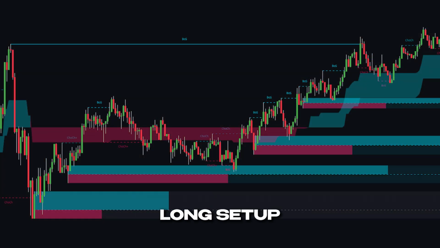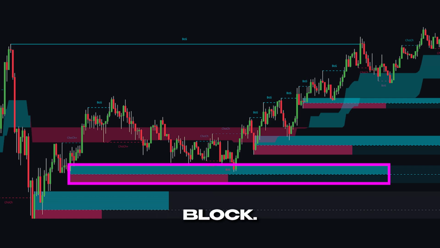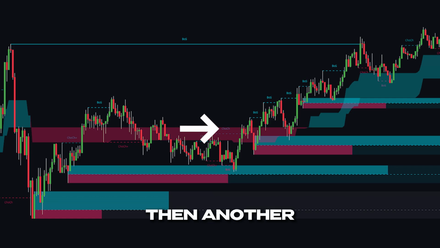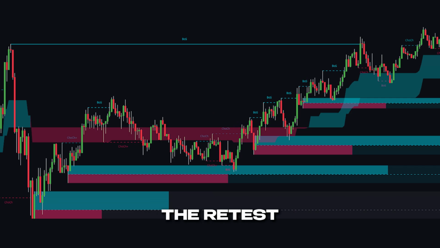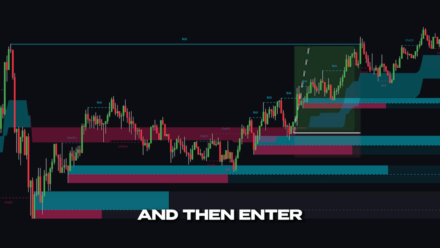Here's another long setup you'll love. Price taps into a bullish order block, prints a bullish change of character. Then another order block forms shortly after. Finally, we get a break of structure through the retest zone. We could enter at the break of structure, but since the retest zone is still red, we should wait for price to retest the order block again, and then enter a long position, and again set stop loss just below the order block and target recent highs.